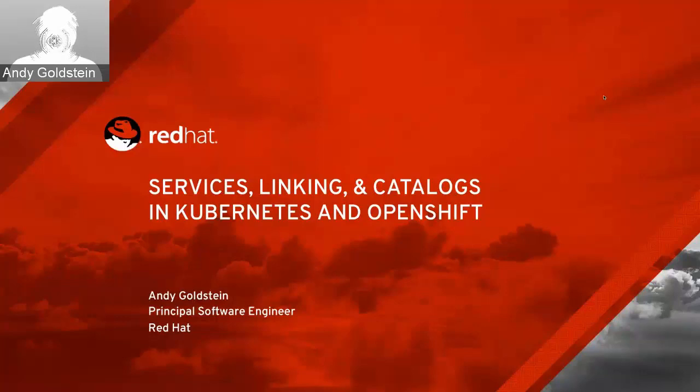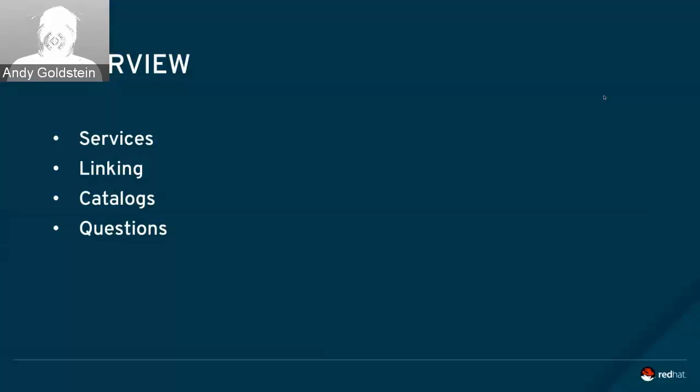So my name is Andy Goldstein. I am a principal software engineer with Red Hat. I'm the team lead for our cluster infrastructure team, which focuses on Kubernetes. So within OpenShift, a big part of the foundation is Kubernetes. So today's talk will be covering services, linking, and catalogs as they relate to both Kubernetes and OpenShift. So here's what I'm going to talk about today: services, linking, and catalogs.